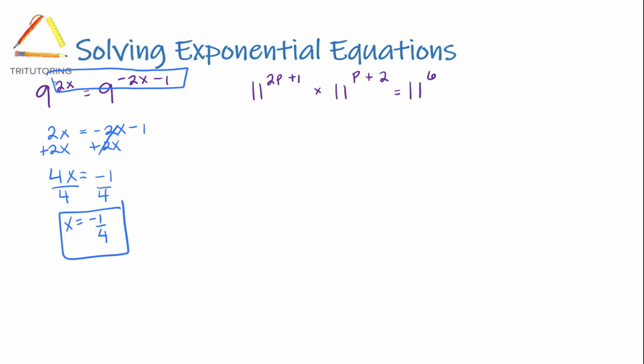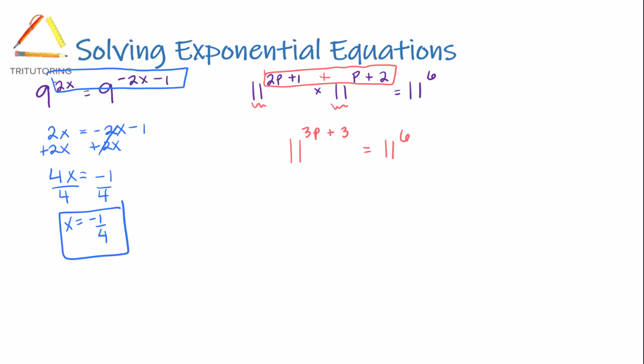On the next one, I have 11 to the 2p plus 1 times 11 to the p plus 2 equals 11 to the 6th. Now I want to use some rewriting skills first. On the left side, notice how we have the same base that's multiplying. That means we want to add our exponents. So adding together here for the exponents, I have 3p plus 3. This does not change the right side.